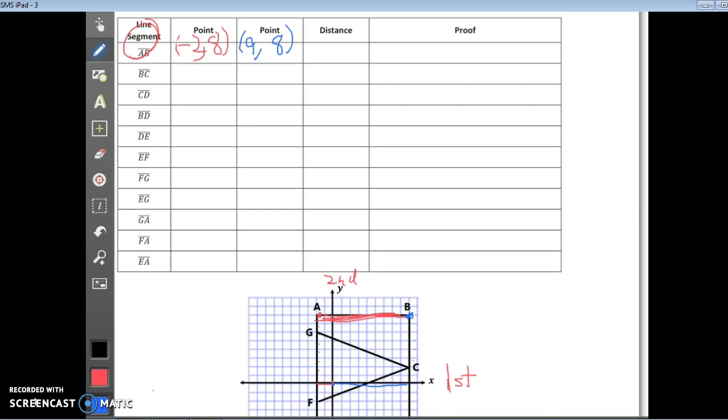Now for distance, how far are they apart? Well, we could just count them and say how far: 1, 2, 3, 4, 5, 6, 7, 8, 9, 10, 11. That would give me 11 units. But why is it 11 units? What's my proof? We need to figure something out.